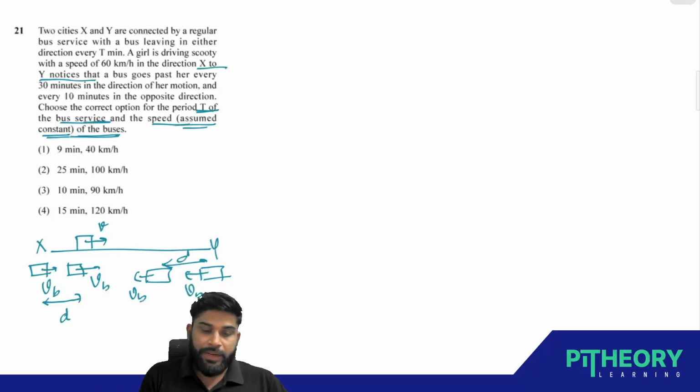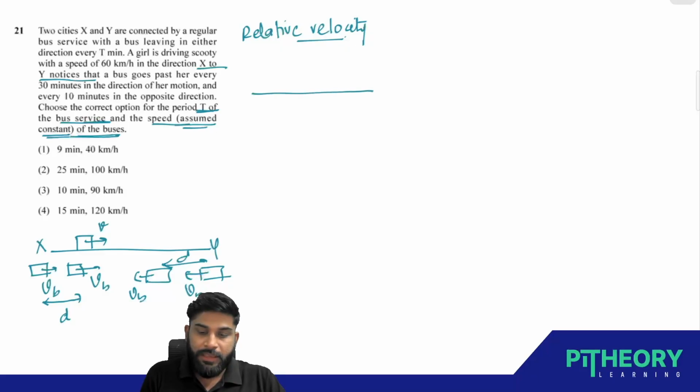So here, how to analyze this problem? We are going to apply the concept of relative velocity. Easily we can actually solve this, right? With relative velocity. How do you find relative velocity? Let's analyze this. So let's see here. If you are considering the girl is going with the speed v, correct?